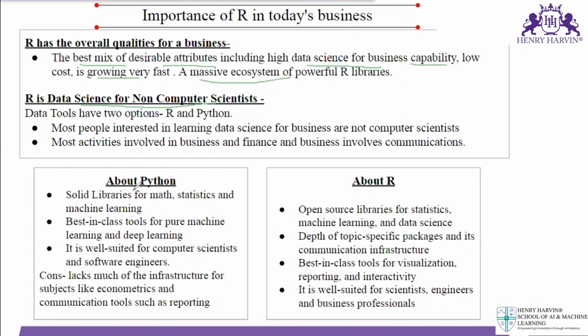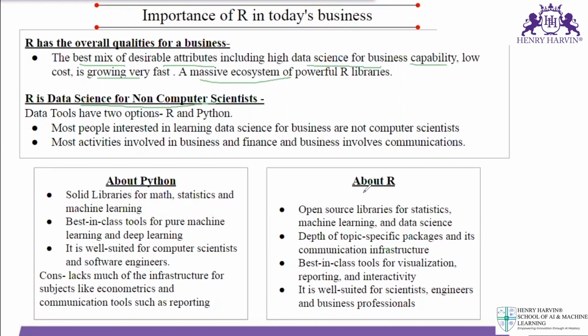So let's talk about Python and R. How are they different? In Python, Python includes solid libraries for math, statistics, and machine learning. It has best-in-class tools for pure machine learning and deep learning. So it is well suited for computer scientists and software engineers.